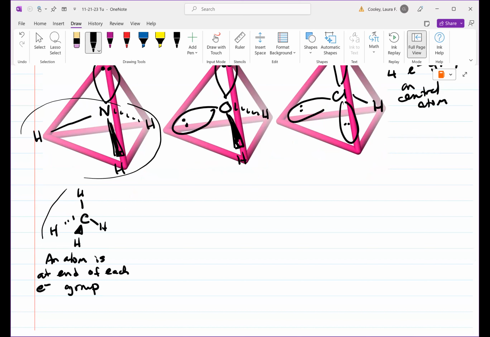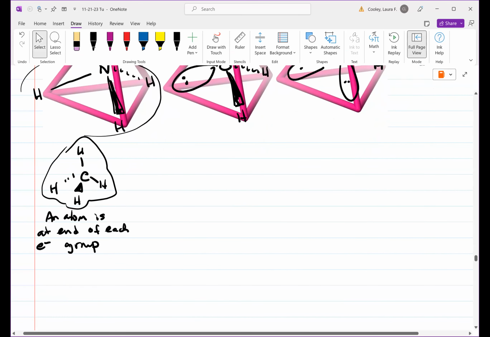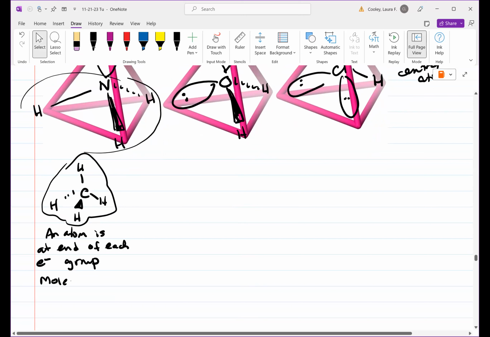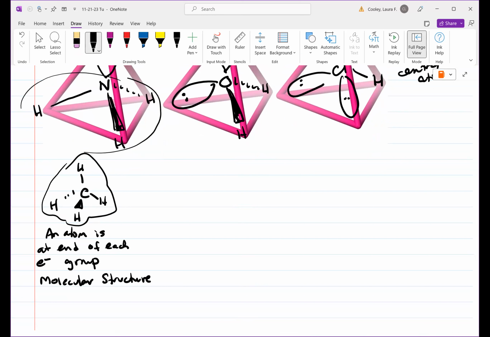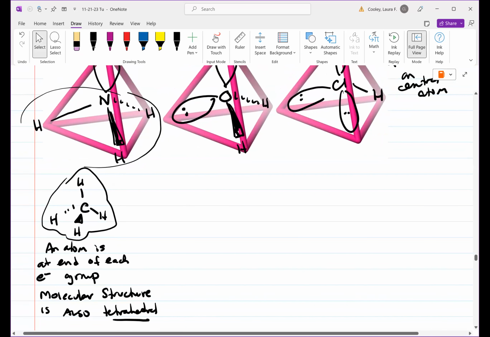So here you could see that the molecular structure is also tetrahedral. The molecular structure is determined by the positions of the actual atoms, and is also tetrahedral. But let's look at the ammonia example here. We have a nitrogen with a lone pair, right? Then we have these 3 hydrogens.